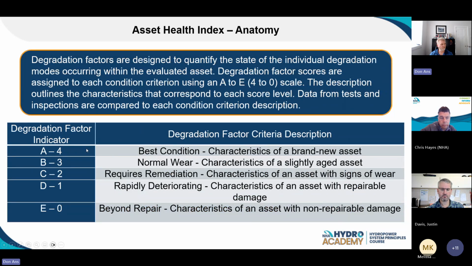So typically those degradation factor indicators start with a letter or a number. And I've seen companies use either, where they take it from beyond repair all the way up to best condition. And the description outlines the characteristics that correspond to each score level. And typically they would have data from tests and inspections, and they're compared to each condition criteria. So these rely on assets, again, that have some means of doing testing or inspections on them, and each of those degradation factors for the asset.